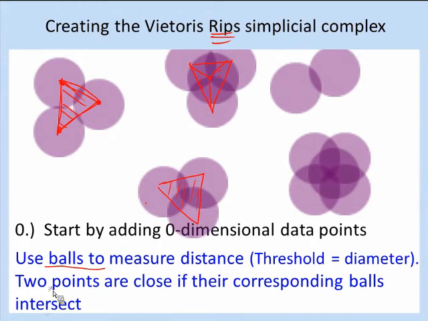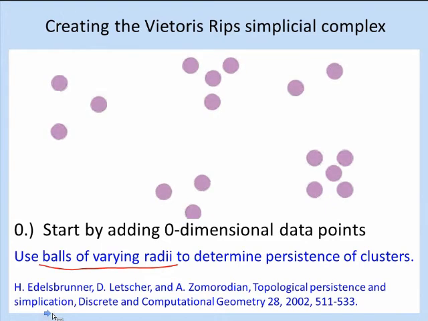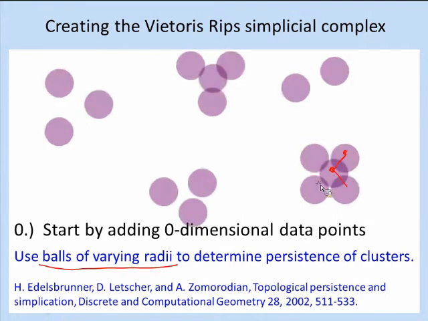So two points are close, i.e. we create an edge, if their corresponding balls, of radius half the threshold, intersect. But the question is, how do you choose the radius? Well, if you don't know, you can use balls of varying radii. So I can start off by increasing them a little bit. Now these things kind of intersect, so I might get an edge between these two vertices. I can increase my radius a little bit further, and I can see I've got more edges.